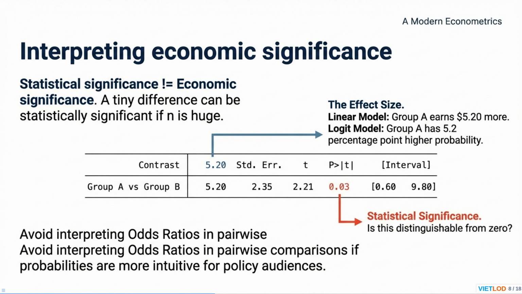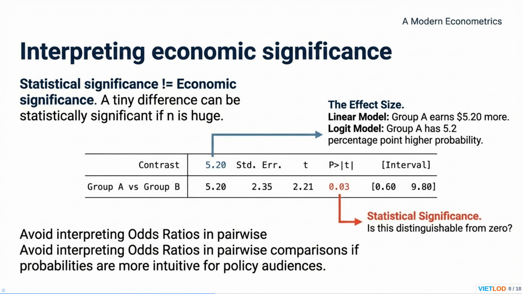In a linear model, this means Group A earns $5.20 more. In a logit model, it indicates a 5.2 percentage point higher probability. Statistical significance, indicated by the p-value of 0.03, answers the binary question: is this result distinguishable from 0?